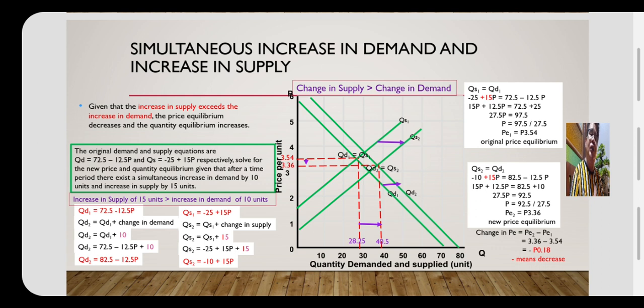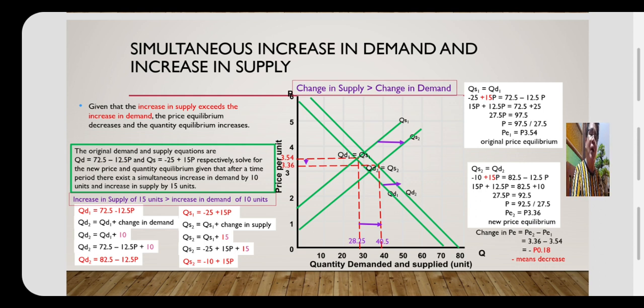So how can we interpret this? It means to say that because of the increase in both the demand and the supply, given that the supply has greater increase than the increase in demand, what will happen to the prevailing price in the market is to decrease by 18 centavos. That is from 3.54 to a price of 3.36. But the quantity equilibrium actually increases from 28.25 to 40.5 as shown in the graphical illustration.